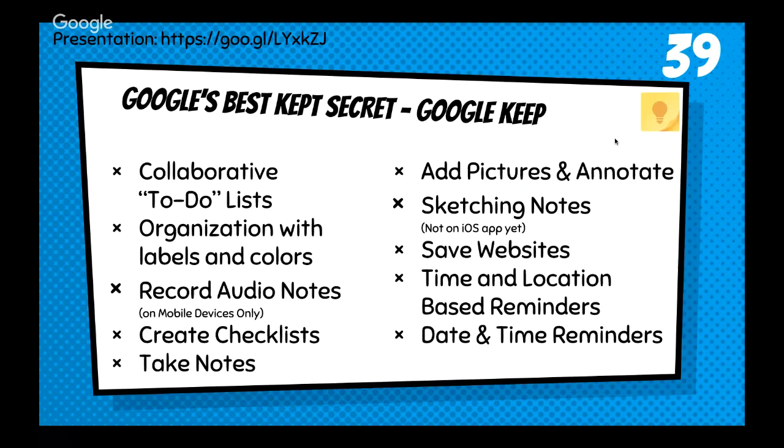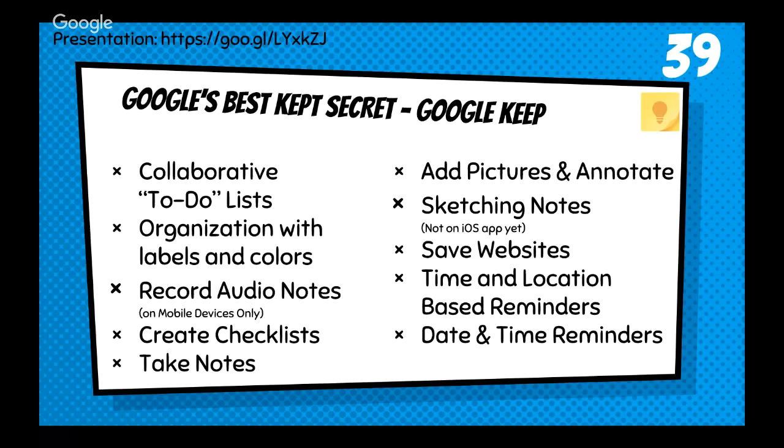I love Google Keep. I am a Google Keep freak. Google Keep is the best kept secret of Google, and it's basically all these things. It's a collaborative to-do list. It lets me organize my list with labels and colors. If I have the mobile app, which I do, I can record an audio note. It will save the audio, but it'll also try to take what I'm saying and type it out into a note. I can use it for checklists and notes. I can use it for the grocery list. I can add pictures and annotate them.